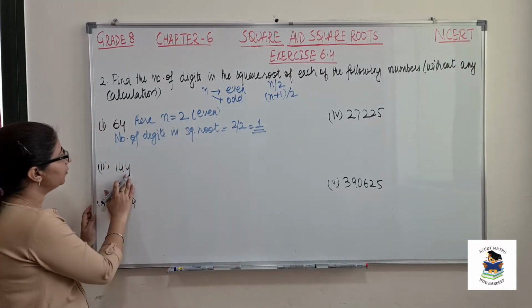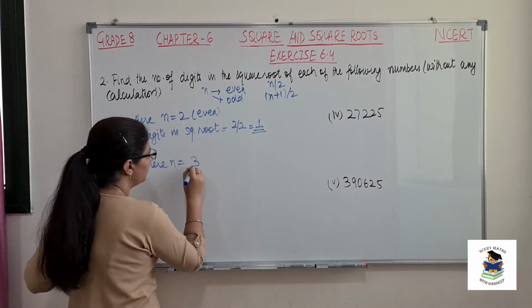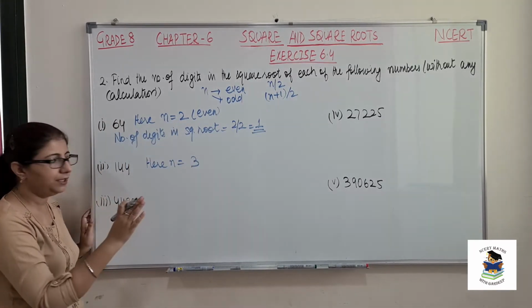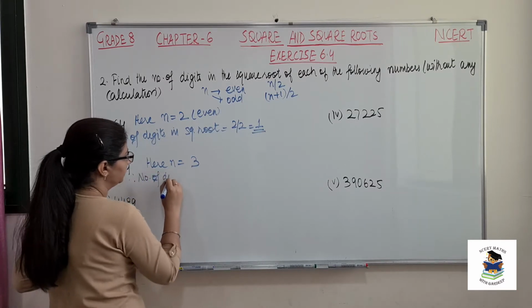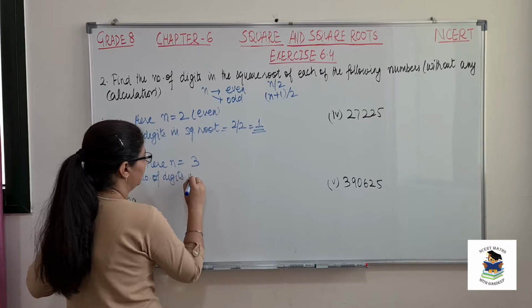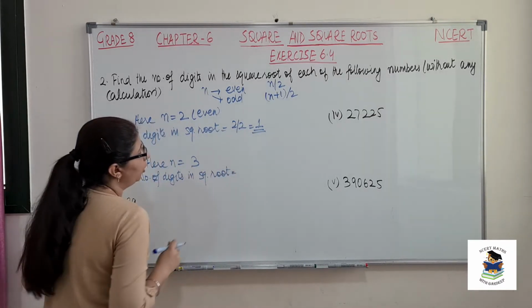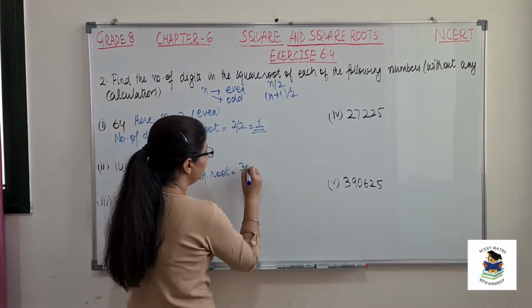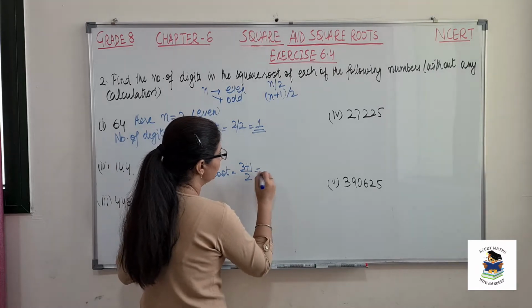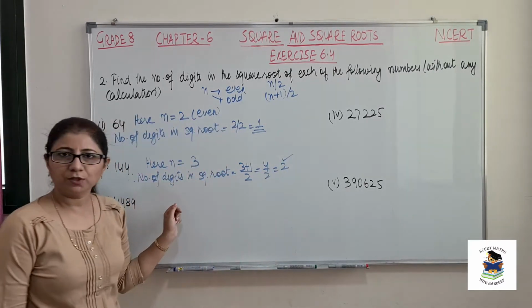Second is 144. So what is n in this case? n is the number of digits, and this is a 3 digit number. Therefore the number of digits in the square root will be, for odd, (n plus 1) over 2. n is 3, that is 3 plus 1 over 2. So 4 by 2, that is a 2 digit answer.